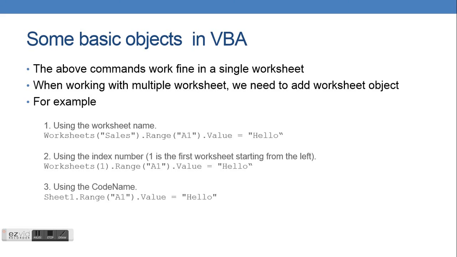Okay, so this command works fine when you work with a single worksheet, but when you work with multiple worksheets, you need to add a Worksheet object in front of it. For example, you can add the worksheet name in front of the range, or you can use an index number. If you type Worksheets(1), it will indicate the first worksheet starting from the left. Or you can also use the code name, for example, Sheet1.Range("A1").Value.